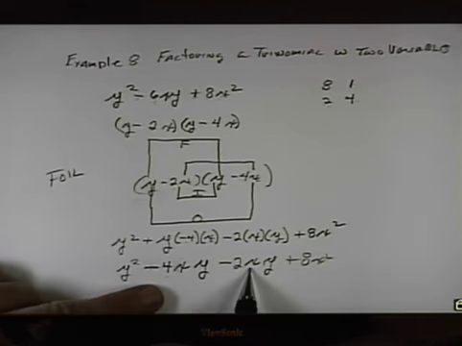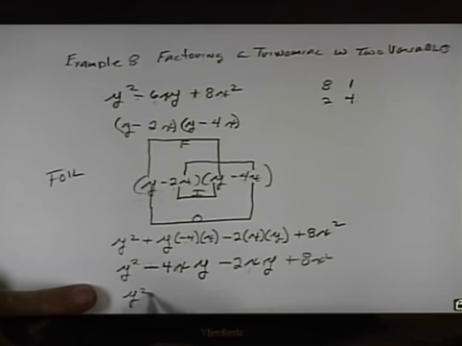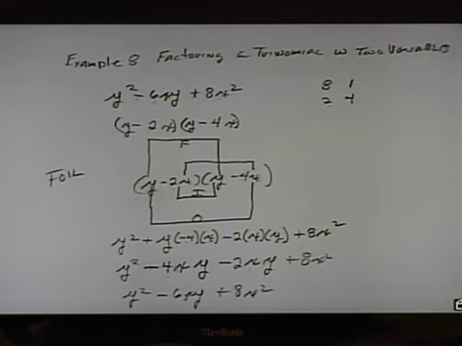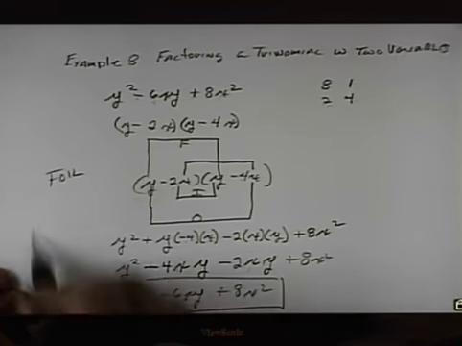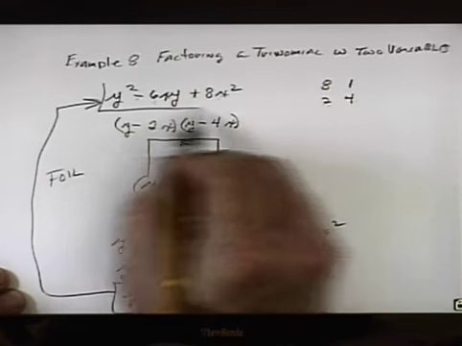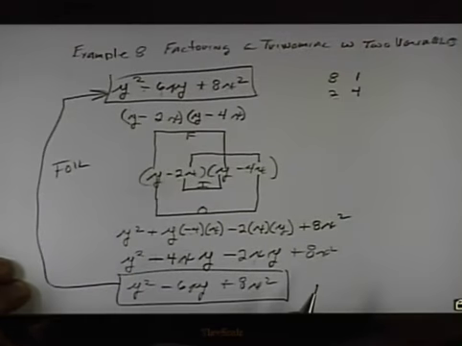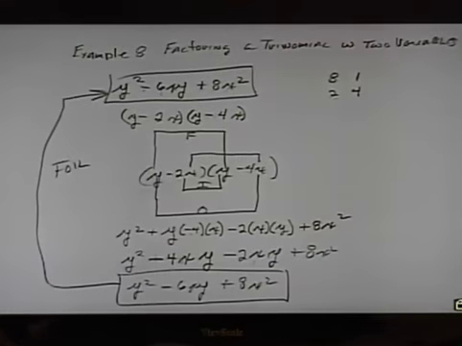Now we see that these are like terms, so this is y squared, minus 4xy, minus 2xy is a minus 6xy, plus 8x squared. This is the same as this. And that means that these factors are the correct factors. All right? That's the end of example 8.